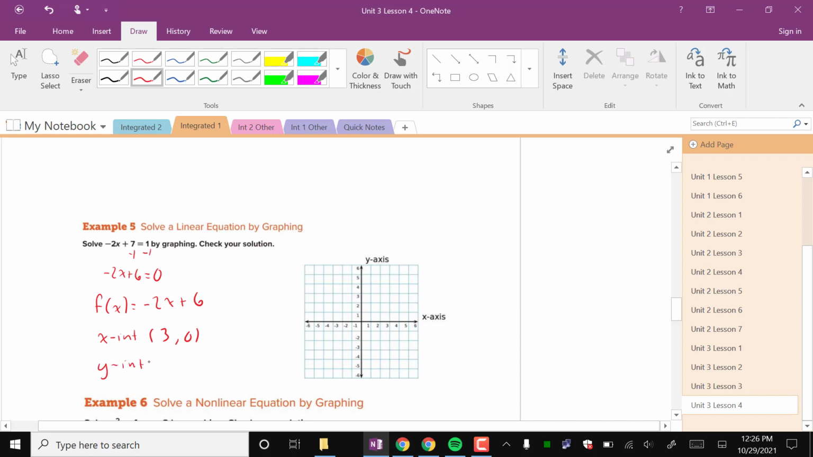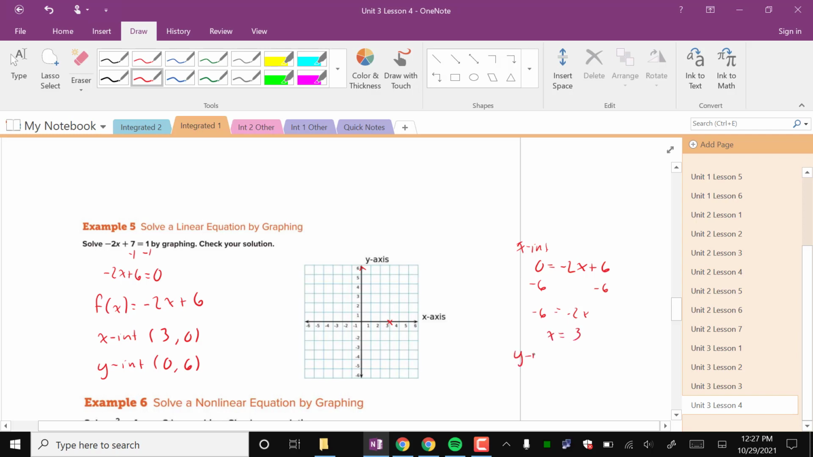Our y-intercept is when x equals 0. Well, what's our value going to be when x equals 0? Our value is going to be 6. So we're going to put a point at 3, and we're going to put a point at 6. Again, how do I get the two of those? My x-intercept is 0 equals negative 2x plus 6. Solve this equation. You're going to subtract 6, get negative 2x equals negative 6, so x equals 3.